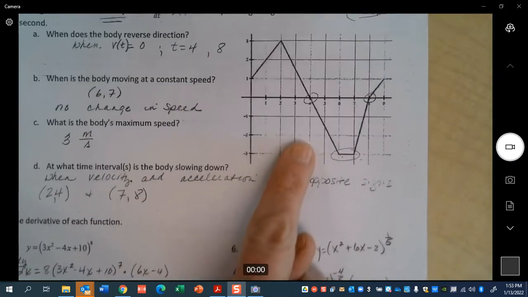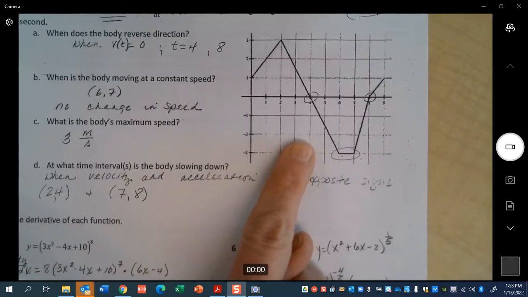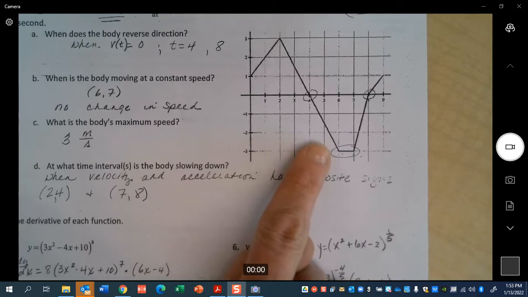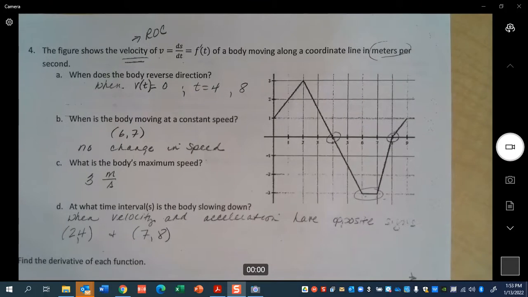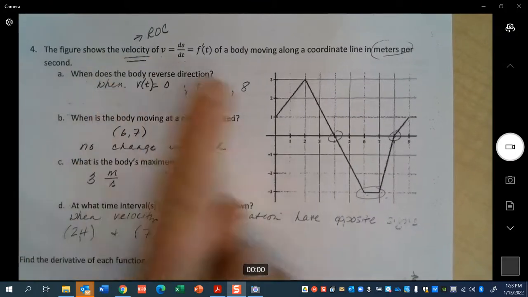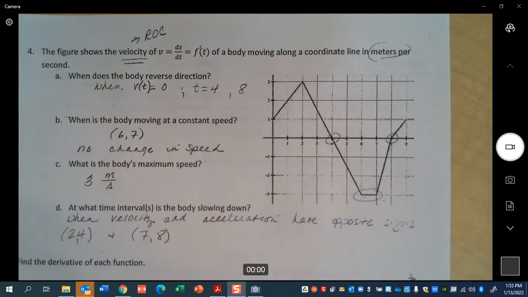This is a graph of the rate of change. This is the graph of the slope of the tangent line. This is the graph of slope. So when we're looking at this, this is the graph of the velocity. This is the rate of change. Velocity is your change in s compared to change in t, v equals the change in s over the change in t, of a body moving along the coordinate line in meters per second.